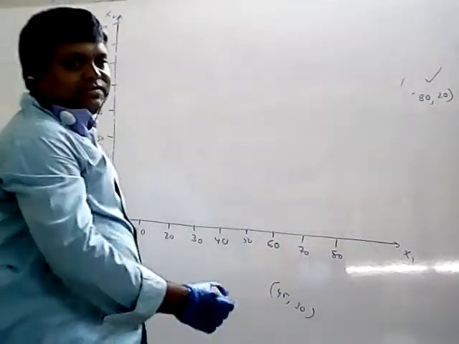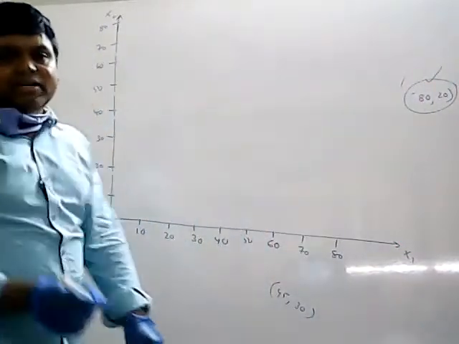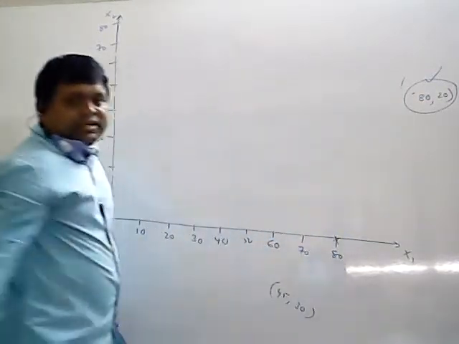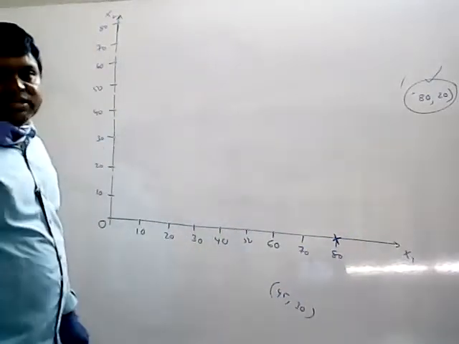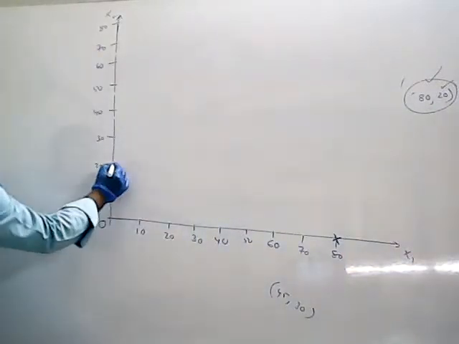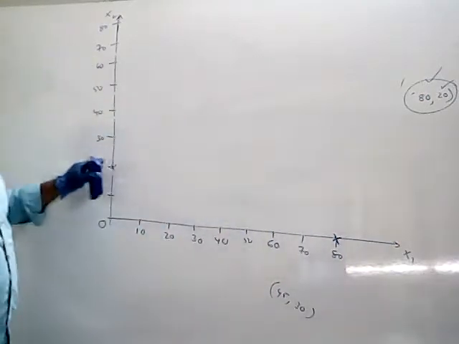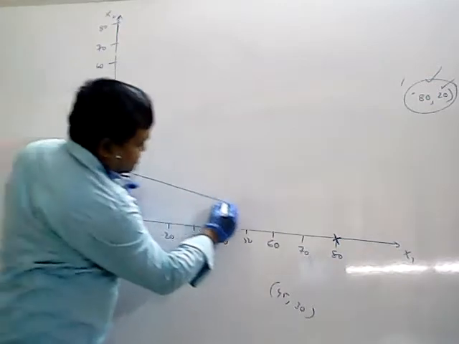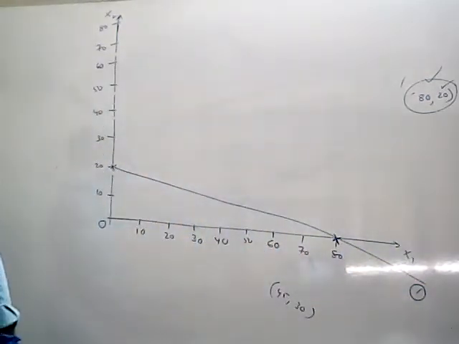First I will draw the first line. The first line's point is 80, 20. 80 is the x1 value, so this is the x1 axis. Now the second value is 20, the x2 value, on the x2 axis. Now I know 80, 20. This is the first line, so join these points using the scale. This is equation number 1.